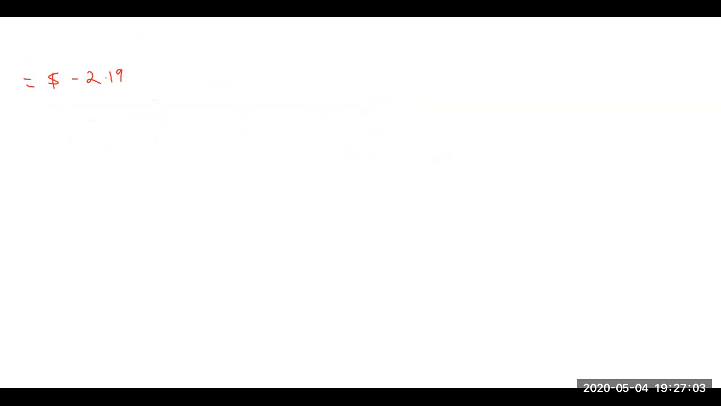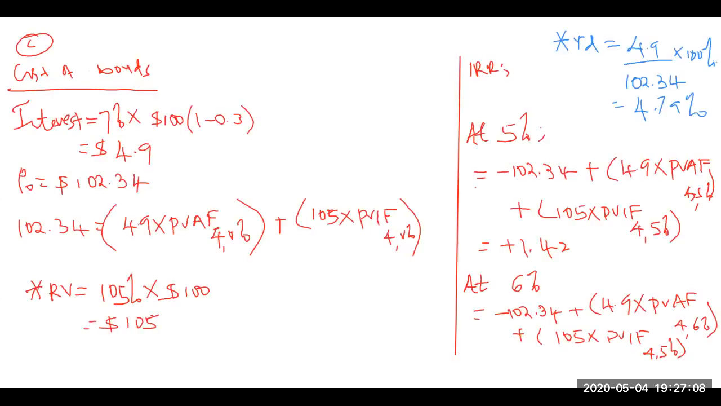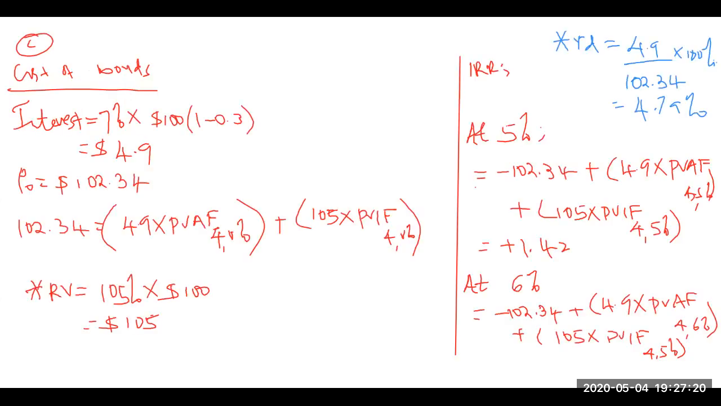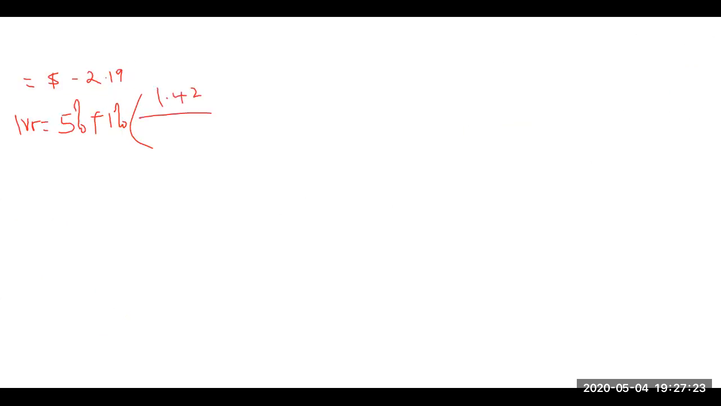Yes, we had gotten the value at 6% to be negative 2.19. So plugging in the IRR formula, I had 5% plus 1%. The value at 5%, we got 1.42. So 1.42 divided by 1.42 minus 2.19, and you get 5.39%. Okay, thank you, Louisa, for that.